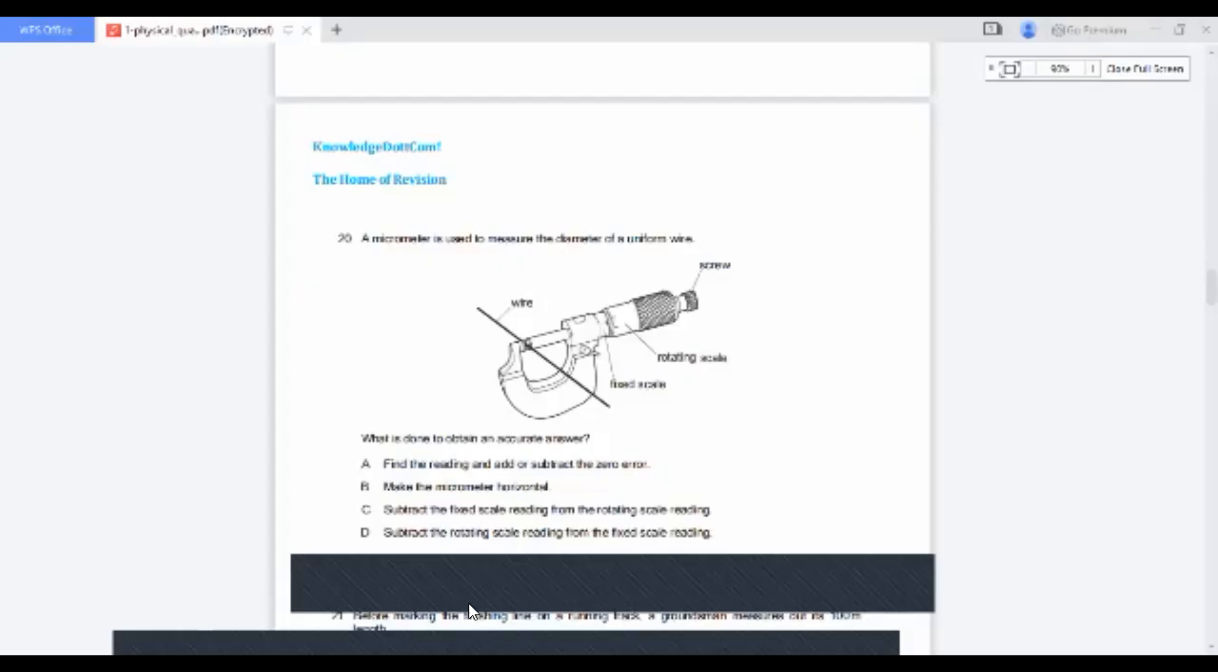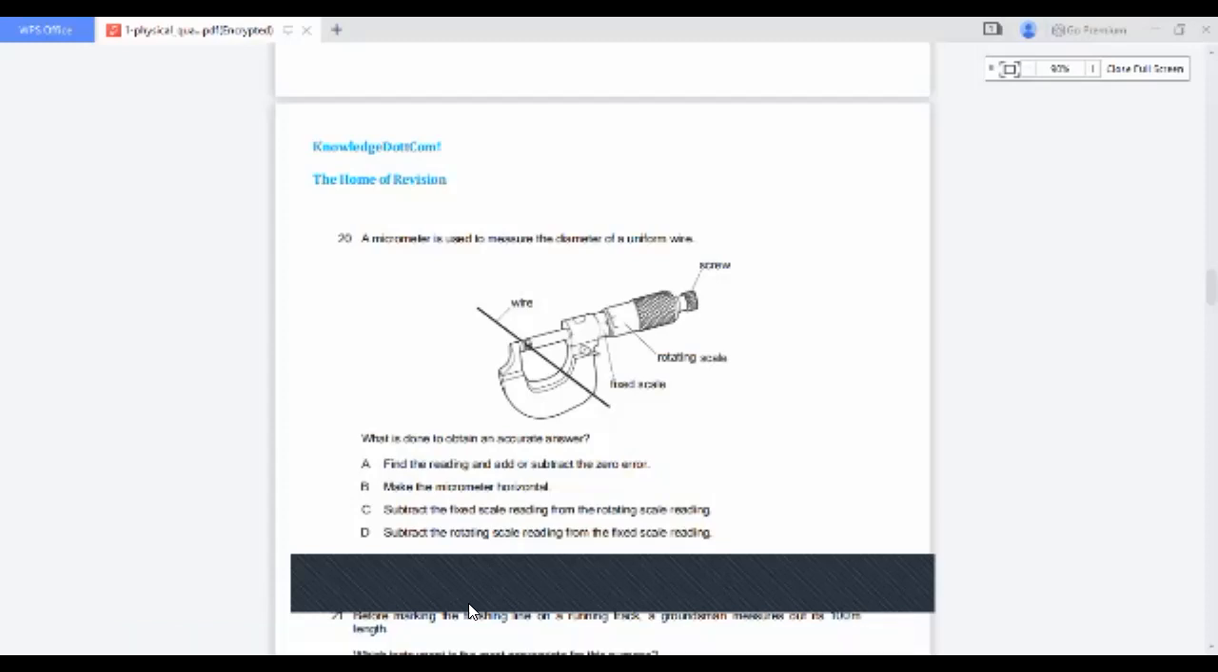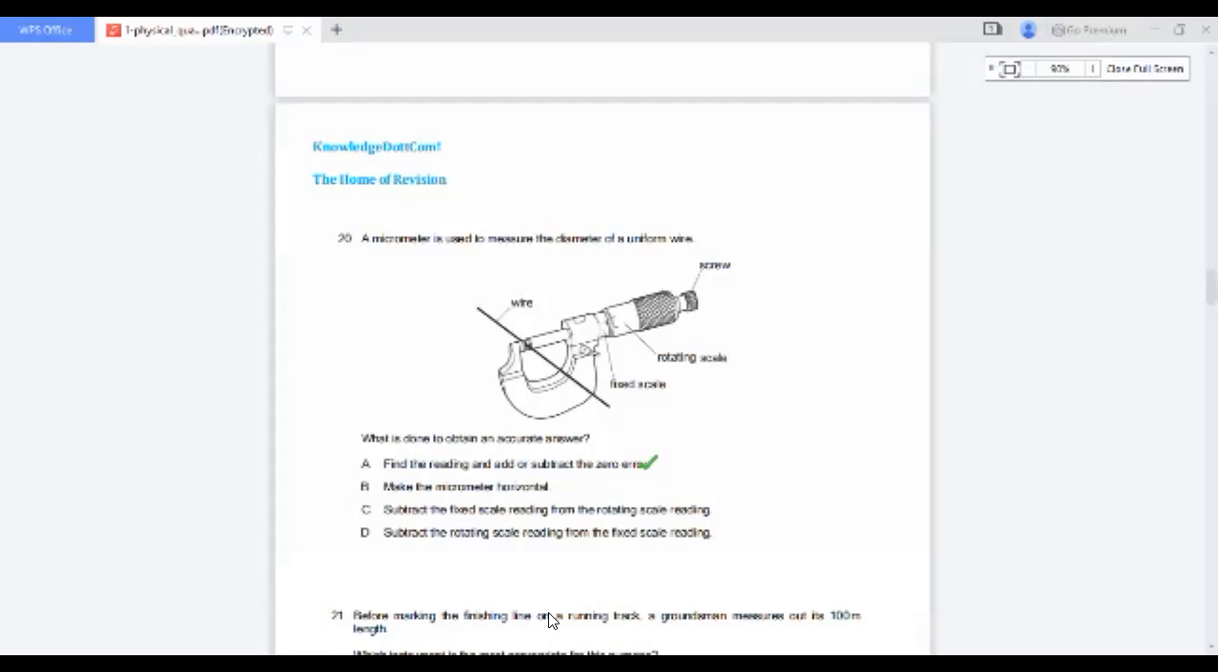So number 20, a micrometer is used to measure the diameter of a uniform wire. What is done to obtain an accurate answer? Option A is find the reading and add or subtract the zero error. It looks fine. Make the micrometer horizontal. It doesn't matter. Subtract the fixed scale reading from the rotating scale. Wrong. Subtract the rotating scale. That's fine. So our correct option looks like A.